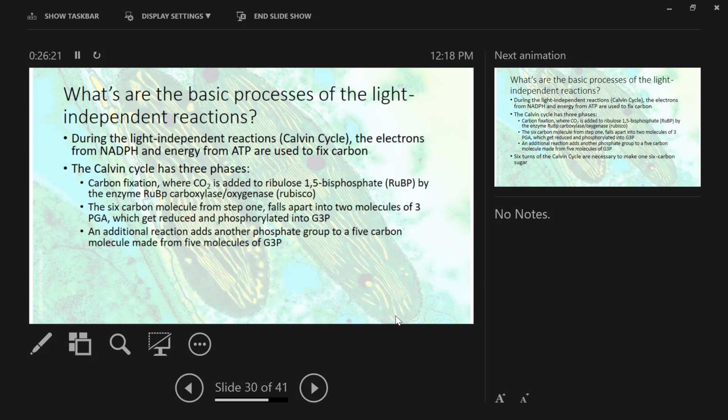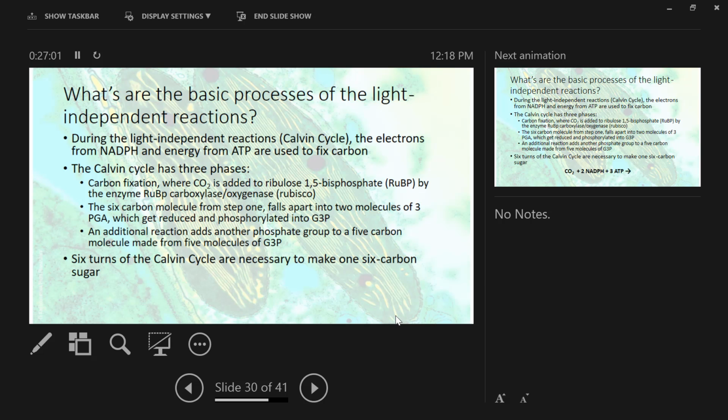And then step 3 is we need to regenerate RUBP. And so an additional reaction is going to regenerate RUBP from 5 molecules of G3P. It's going to generate 3 molecules of RUBP. Yeah. So Rubisco isn't found in chemosynthetic organisms? I don't believe so. Yeah, I don't believe so.